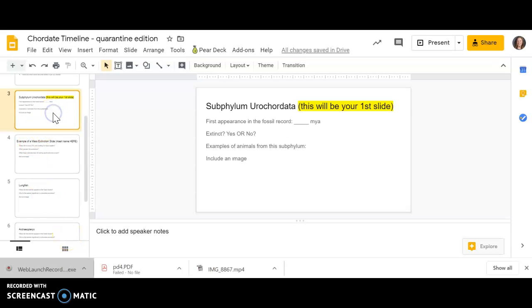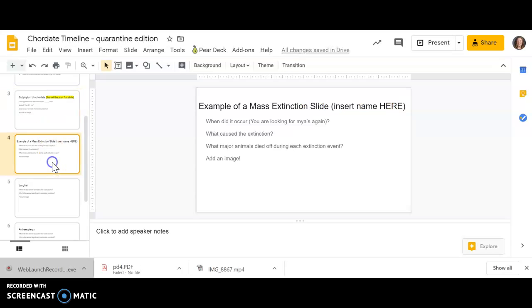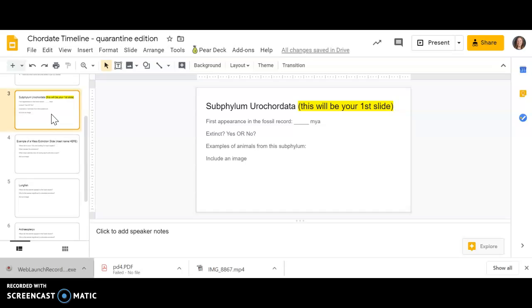And so you can just make a copy, 5 copies of the mass extinction slide, and then however many copies you need for all your subphyla, your superclass, and then all your classes.